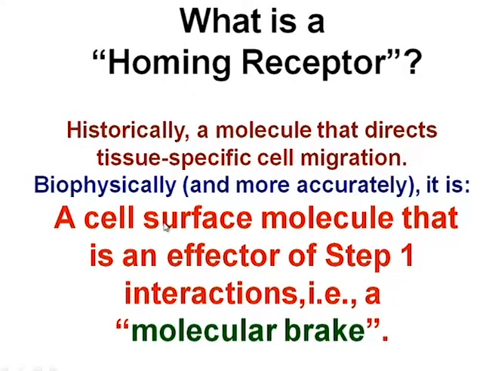So by definition, what is a homing receptor? Historically, back 50 years ago when they were first being observed, which was in the first setting, homing of lymphocytes to lymph nodes, they were thought to be molecules that directed a tissue-specific pattern of homing or cell migration. But more broadly, as we now understand these molecules biophysically, they are described as cell surface molecules that are effectors of step 1 interactions. That is, they are the molecular brakes.